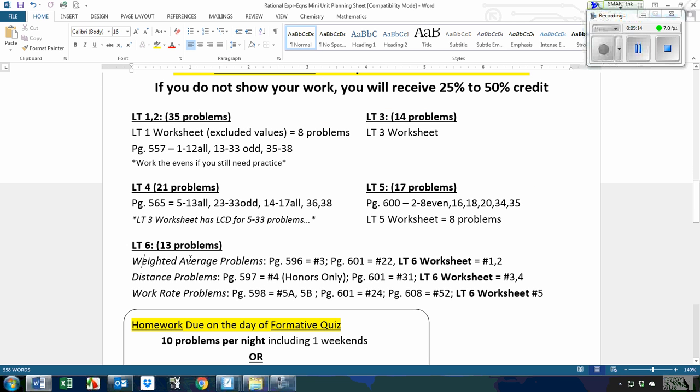If you look at Learning Target 6, you'll see that there are 4 problems of weighted average, and they all will kind of look like the notes we just took. The table, you'll need to construct your own table for some of these, but that takes care of our weighted average problems.